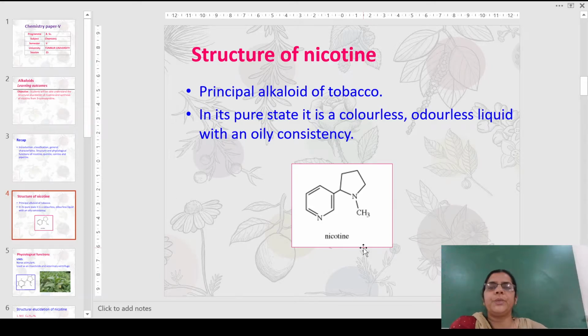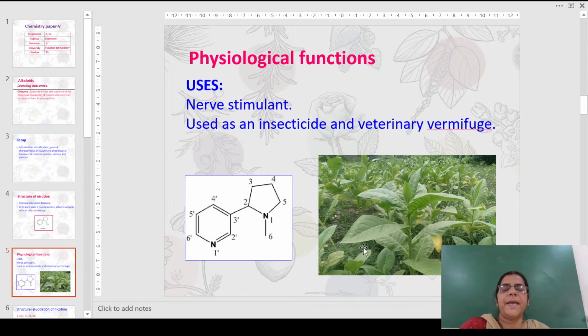Physiological function: it acts as a nerve stimulant. That is the reason why many people consume this in various forms. But at the same time, taken in smaller quantities, it is used as an insecticide and it also acts as a vermifuge.